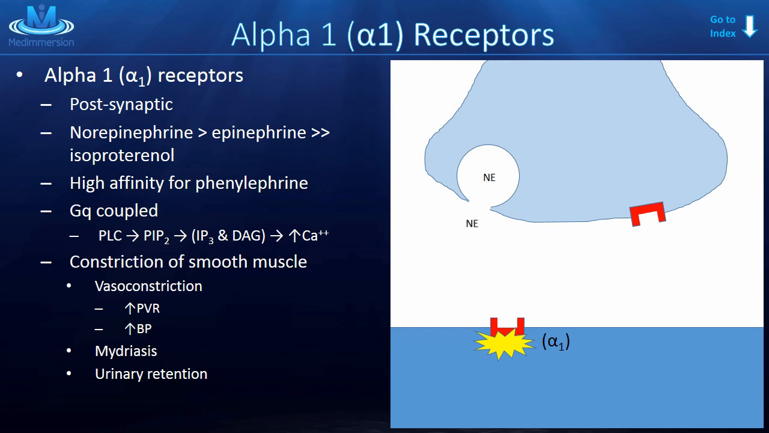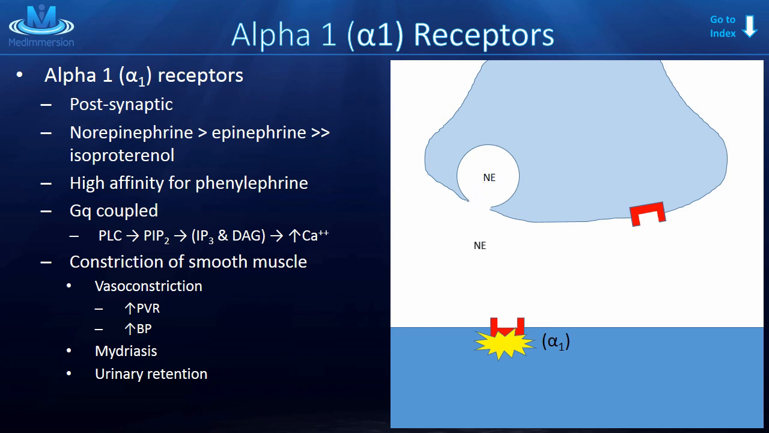Alpha 1 receptors are Gq protein coupled receptors. What does that mean? Well, I'm going to cover those receptors in more detail in a separate lecture, but let me give you an overview real quick. Basically, when the G protein is activated, it activates phospholipase C. Phospholipase C cleaves phospholipids that are around in the area, many of them from the membrane itself.